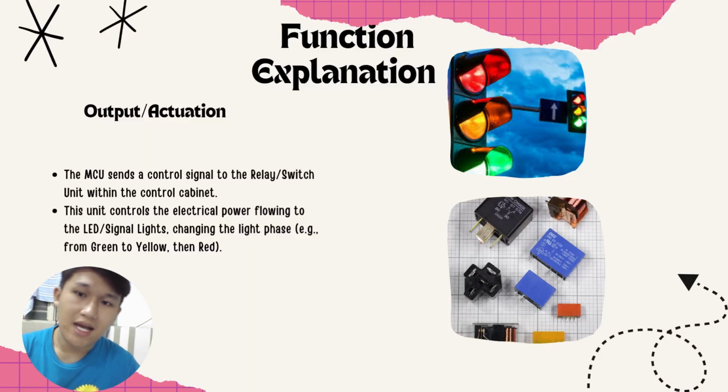So now we discuss the output. The MCU sends a control signal to the relay or switch unit within the control cabinet. This unit controls the electrical power flow into the LED signal, changing the light phase, for example green to yellow, then red. The reason we use a relay is to activate high power, because the signal from the microcontroller is low power.